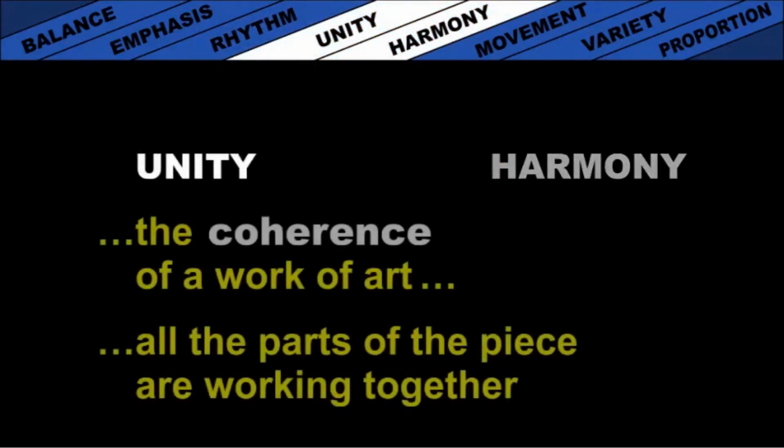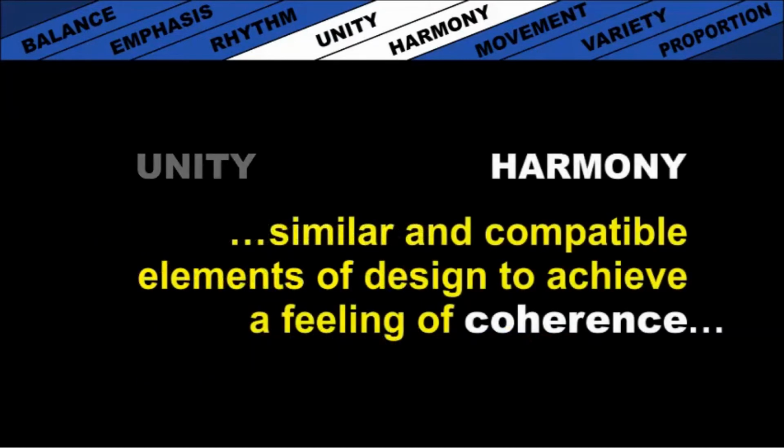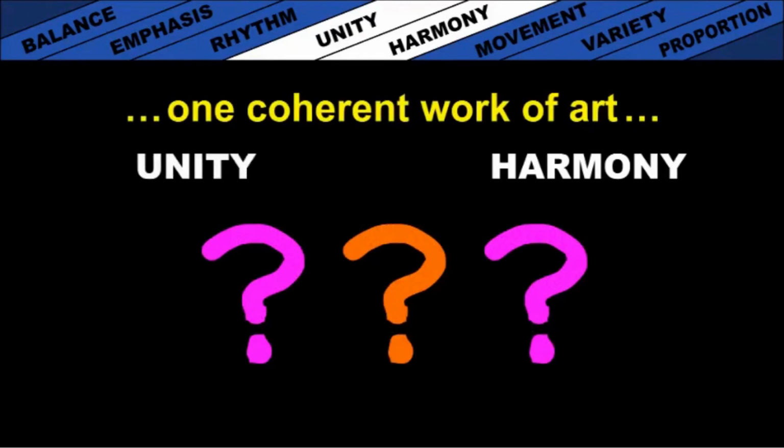Unity and harmony are principles of design. Unity is the coherence of a work of art that gives the viewer the feeling that all of the parts of the piece are working together. Achieving harmony involves the use of similar and compatible elements of design to achieve a feeling of coherence in a work of art. Many ask, what is the difference between unity and harmony?